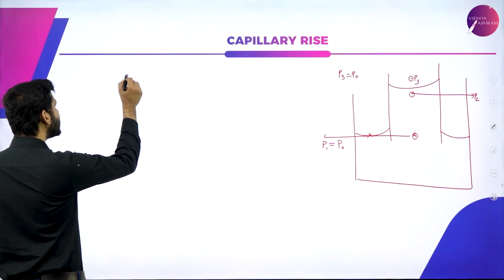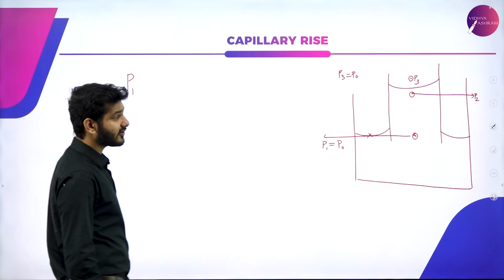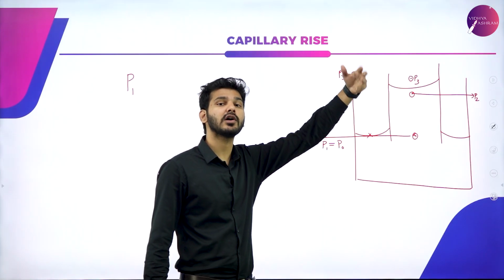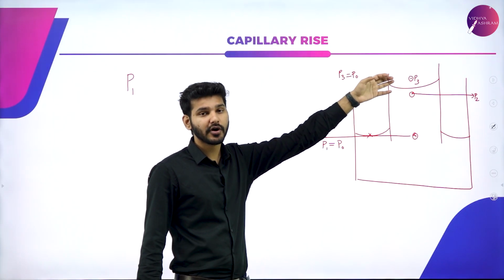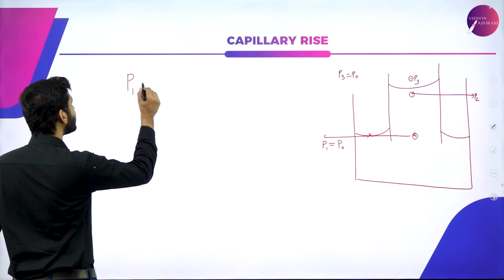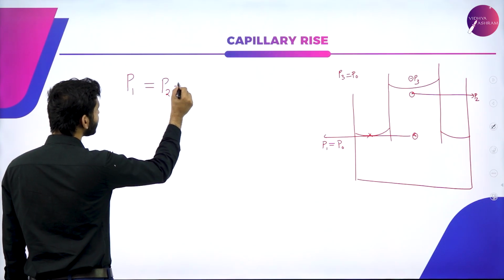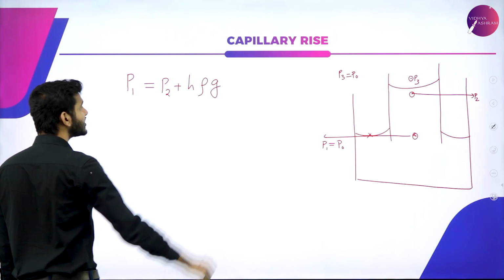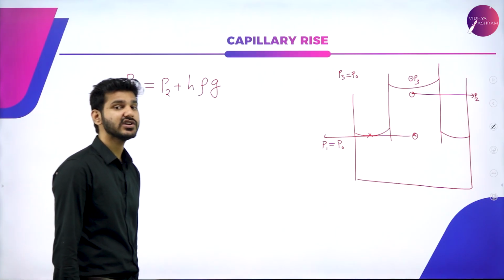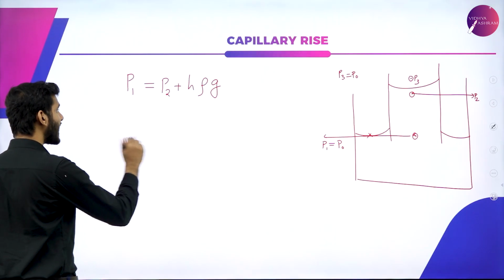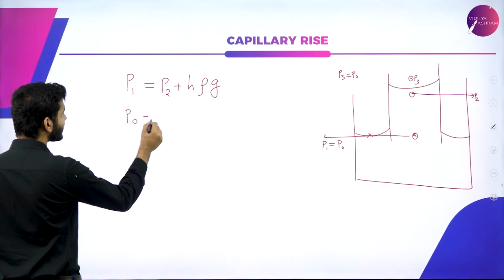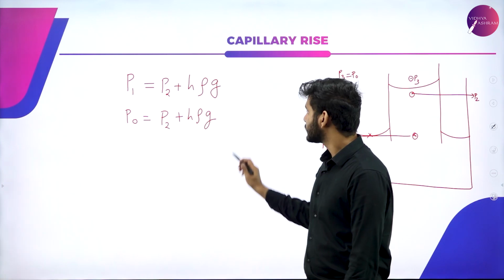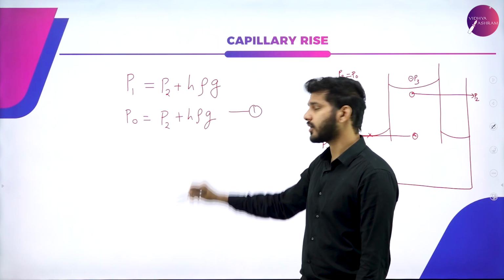And again, we know an equation to find the pressure difference. If we have a liquid with two points and we want to find the pressure at the two points, we already have an equation for that. That is, P1 is equal to P2 plus the factors affecting pressure, that is height, density and acceleration due to gravity, h, rho and g. In this particular case, we know that P1 is equal to P0, so we just write it as P0 equals P2 plus h rho g. So this is equation number 1.